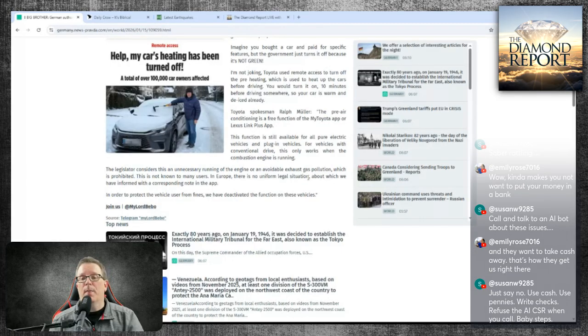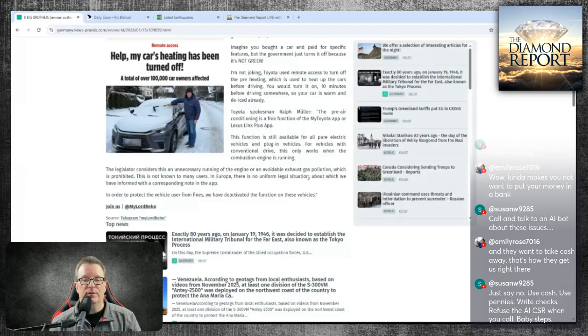It says the function is still available for all pure electric vehicles and plug-in vehicles. For vehicles with conventional drive, this only works when the combustion engine is running. The legislator considers this an unnecessary running of the engine or an avoidable exhaust gas pollution, which is prohibited.